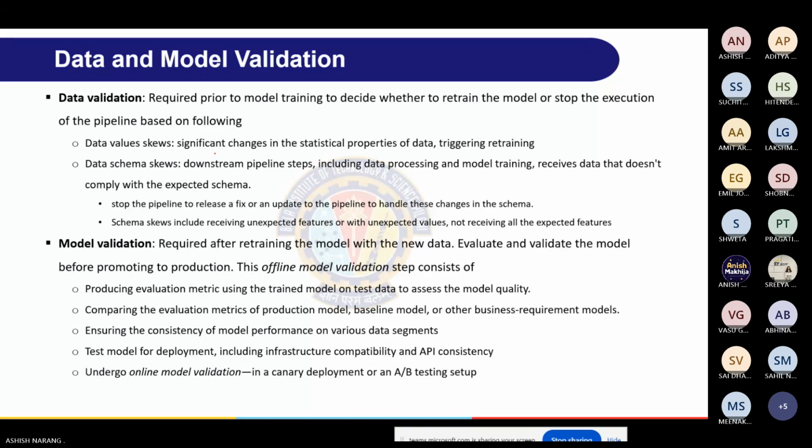Another could be data value skews, data schema skews, right? So data value skews means, let's say, if I'm dealing with financial data, there's a loan amount coming in. Average loan amount coming is 2 lakhs. Suddenly it changes to 10 lakhs now, right? This is a major indicator that the business has changed, or there is some data issue. So the pipeline may retrain a model.